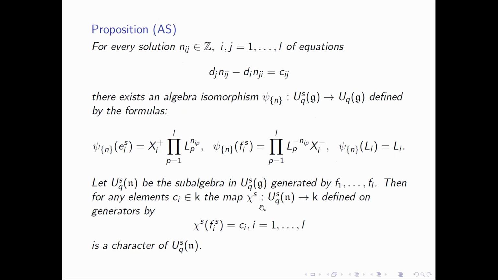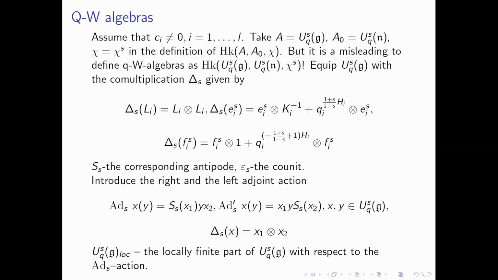As I already said, any map which sends generators F_i to some scalars is a character of this algebra generated by these F_i's. Now, once we have such a nice subalgebra inside of the quantum group, we could consider our setting: A equal to the quantum group, A_0 equal to the subalgebra generated by the F_i's, and chi equal to any of the characters introduced on the previous page, which send generators F_i to scalars. I shall consider only the case when these scalars are all non-zero.